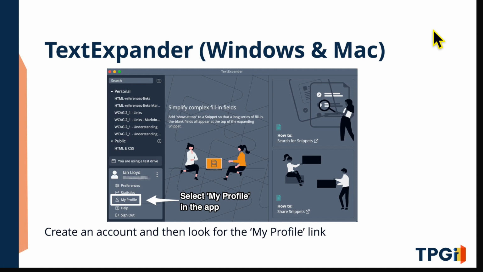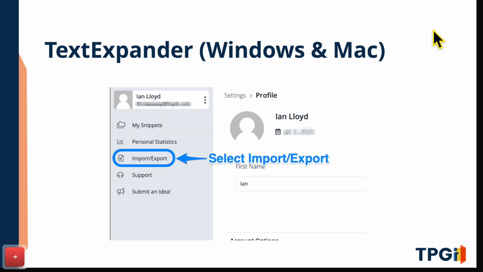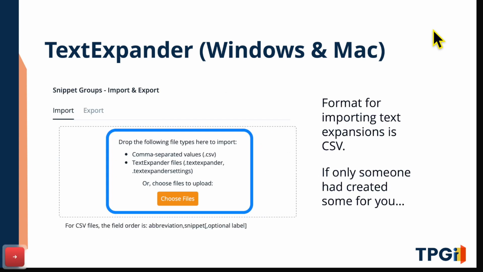You will need to create an account with Text Expander first. When you have done that, look for the My Profile link. Then select the Import Export button. You then have to add the CSV files to get your text expansions. But where can you get such files?